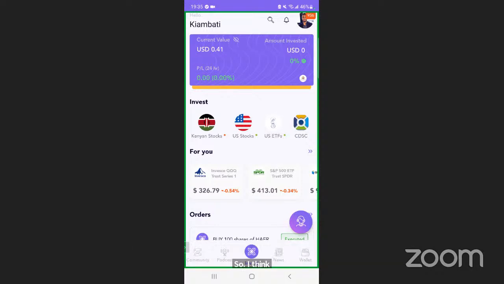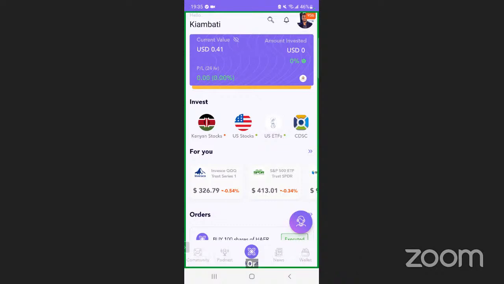I think another thing I should mention, when buying Kenyan stocks and when buying US stocks, for US stocks you can buy as low as $5. That's what we call fractional shares. You might find a stock like Tesla at maybe $127. You don't need to buy one single share of Tesla at 127. You can buy a fraction of that stock.